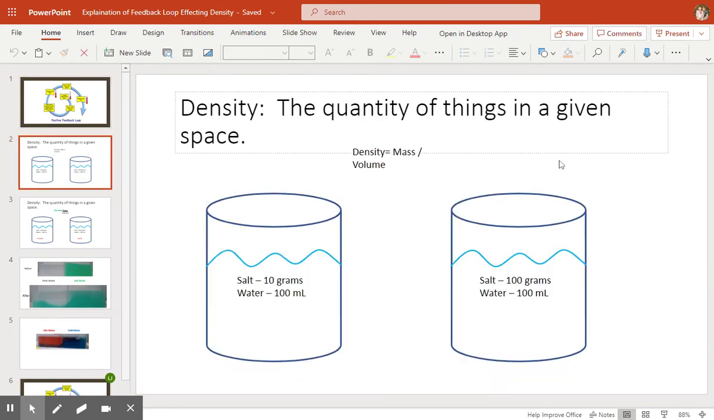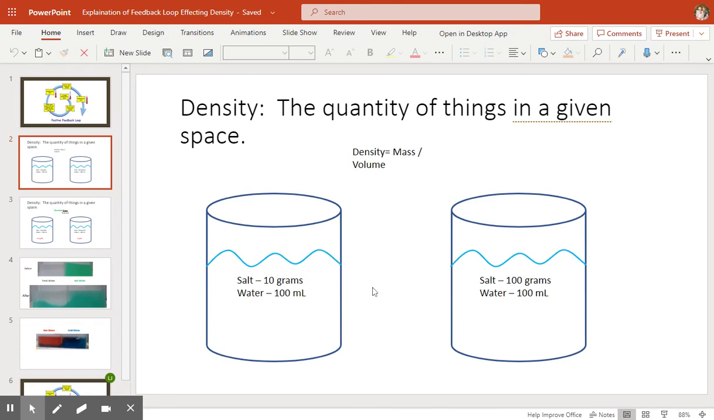So if we go over to this, I have two flasks of water and salt. So density is mass over volume. So the amount of something over the size in a given space. So in these two flasks, they have the same amount of water. So same amount of water is 100 milligrams, water 100 milligrams, but the salt amount differs. So this one has a lower salt concentration than this one.